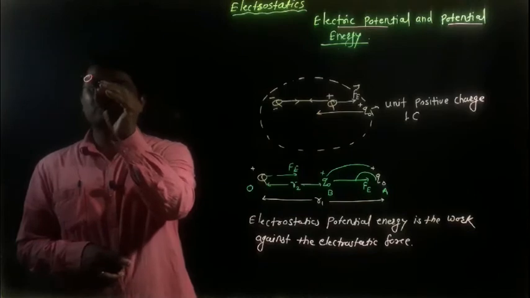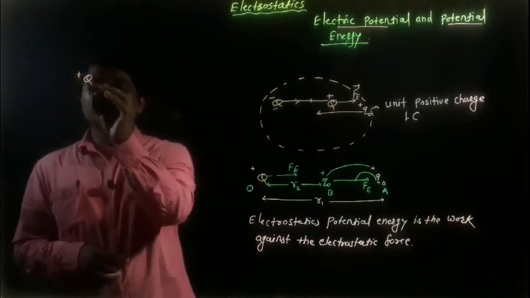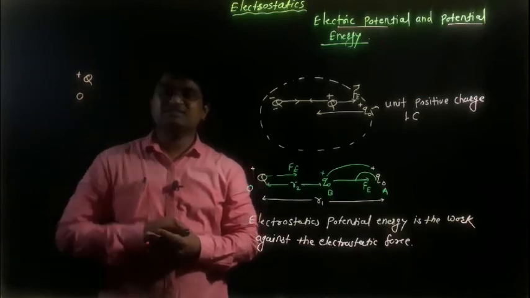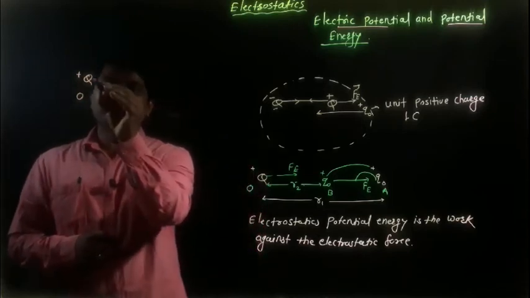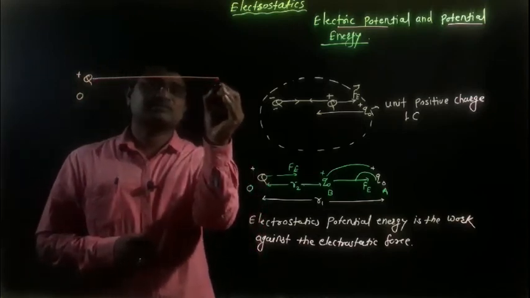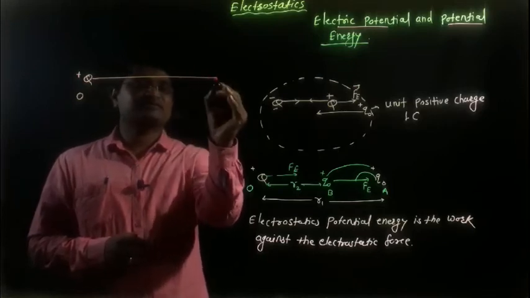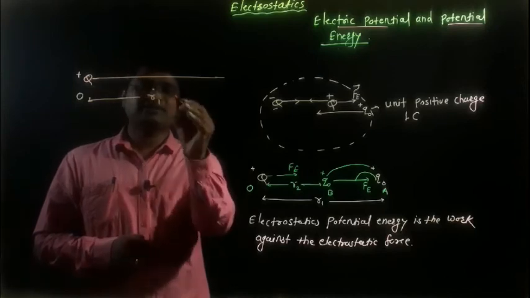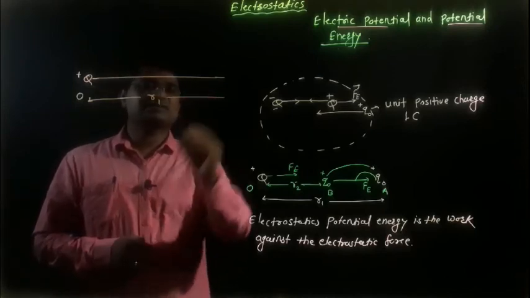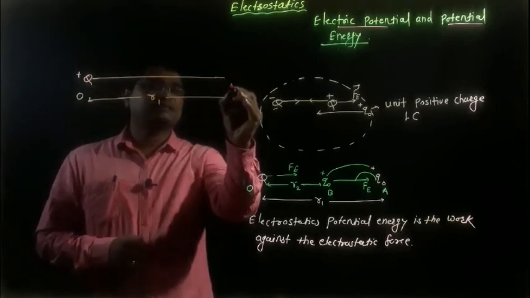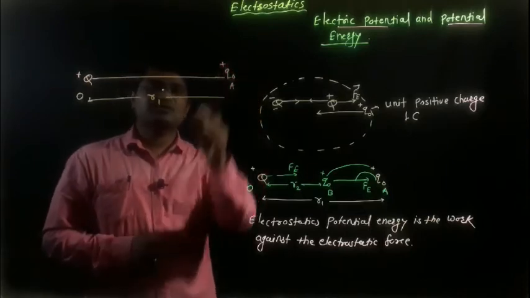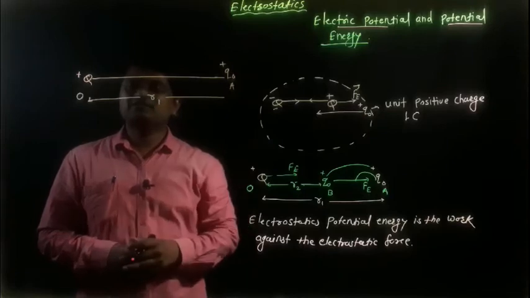Imagine that this Q is a positive charge placed at the origin O in free space, and at a far distance, imagine this distance is denoted by R1. This is the initial distance right now. At the point A, imagine that a unit positive charge is present.